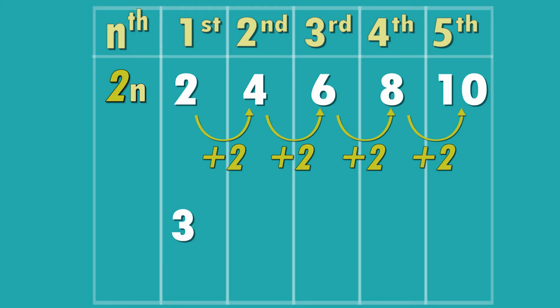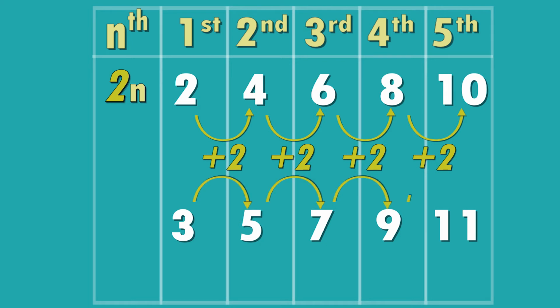Now this sequence, 3, 5, 7, 9, 11, also goes up by 2 each time. So part of our nth term is going to be 2n. But there's more to it than just that, because it's not just the 2 times table. To get the first term of the bottom sequence, I just have to add 1 to the first term of the top sequence. 2 plus 1 gives me 3. To get the second term of the bottom sequence, I just have to add 1 to the second term of the top sequence. 4 plus 1 is 5.